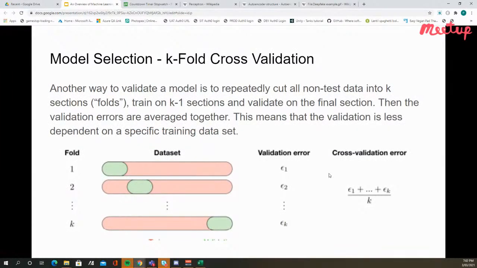There are other ways of doing this. One of them is called K-fold cross-validation. So it's quite simple to understand. You take a data set and you cut it up into K sections. And you train on K minus one of those sections, and you validate on the final section. And then you iterate through each section and turn that into the validation section and train on all the others. And then you get all your validation errors, and then you divide it by the number of folds or sections. So you can take this down to even one individual data point, training on the rest, checking on one. This is called leave-one-out.